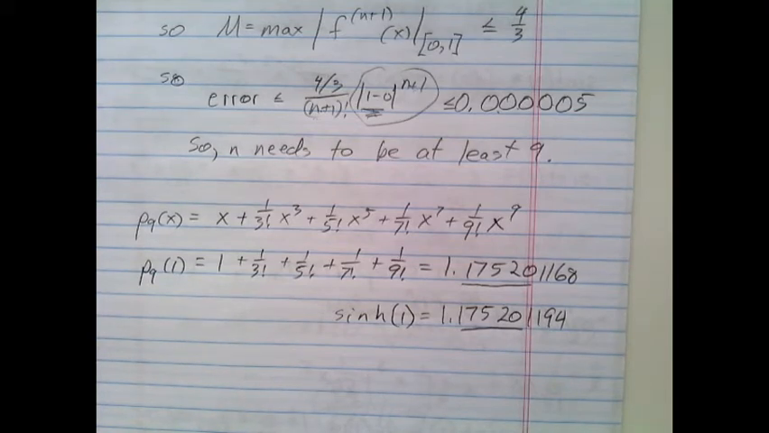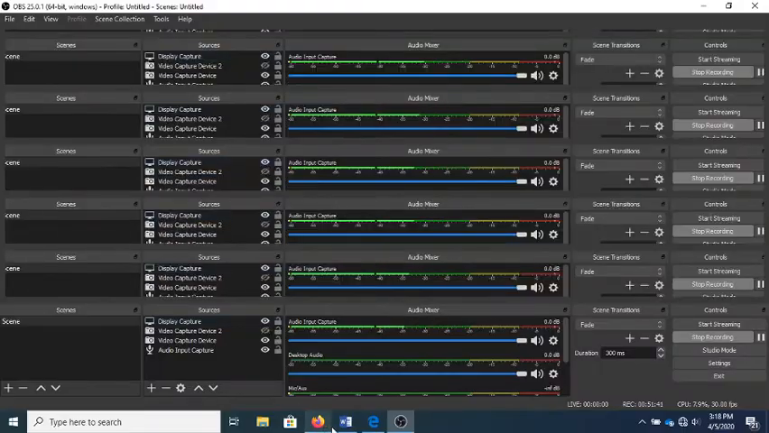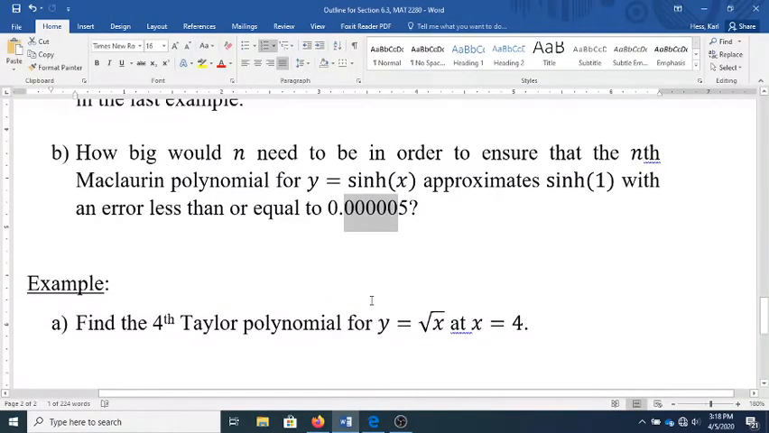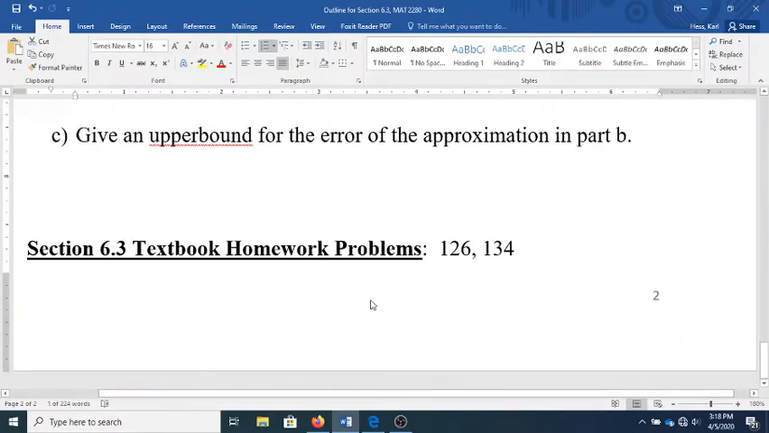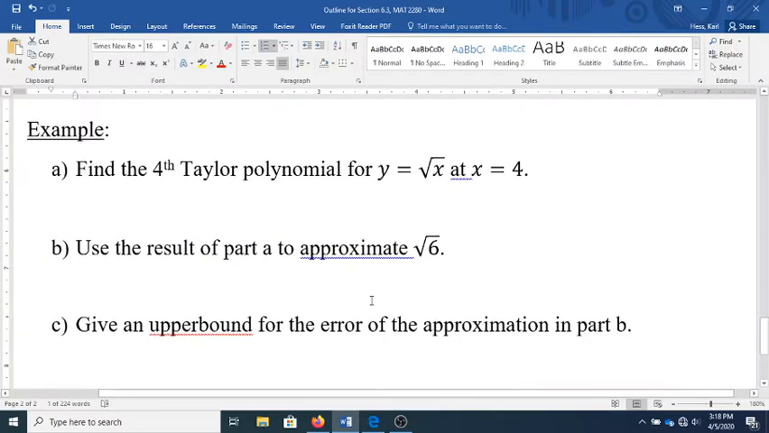Well, you know what? This is pretty much the concepts I wanted to go over in this section. But I want to do another example where we center the series somewhere else, just to make sure that it's clear what that looks like. So let's have a look back at the outline. Alright, last example. So we're nearing the end of page 2, and that'll be it for this outline. Let's find the fourth Taylor polynomial for the function y equals the square root of x at x equals 4.